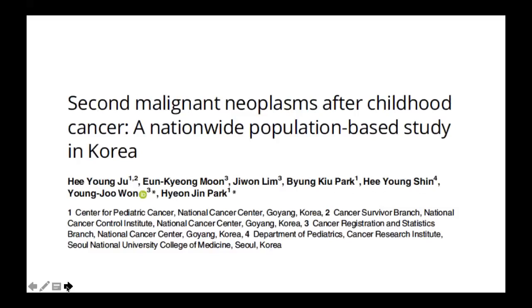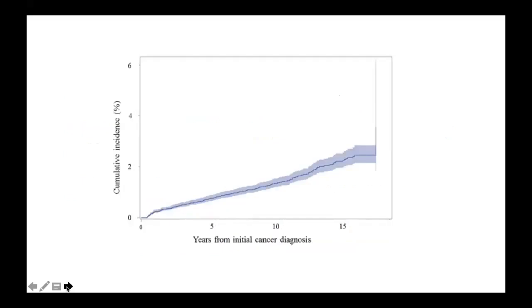This was one of the most recently published studies, and it comes out of Korea. They have looked at second malignant neoplasms after childhood cancer in a national population-based study. So once again, other people are learning from registry-based studies, and I thought this was quite a neat study. This figure shows on the x-axis years from initial cancer diagnosis, and on the y-axis cumulative incidence in percentage points relative to the number of initial cancer diagnoses of second malignant neoplasms.